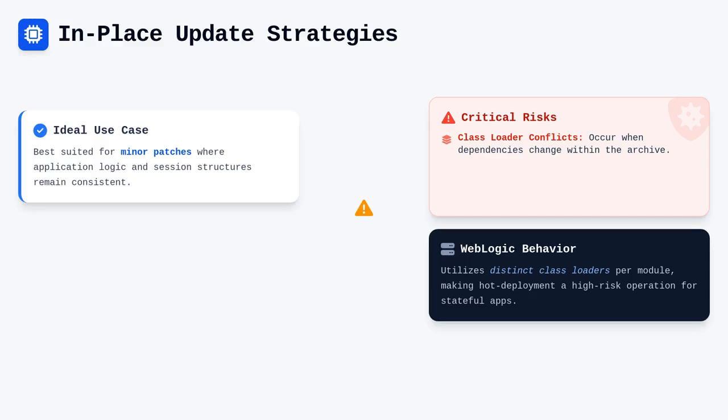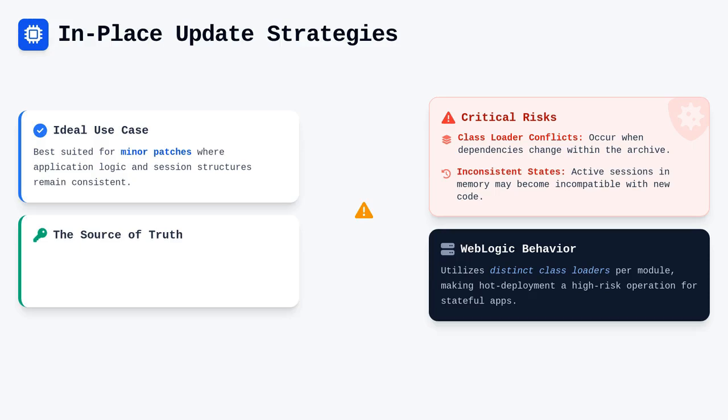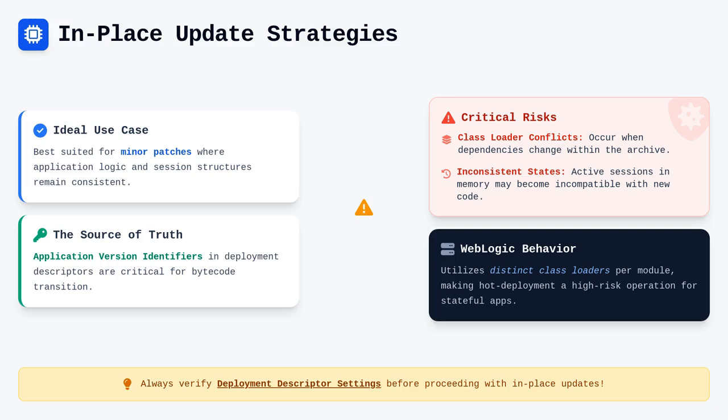WebLogic uses distinct class loaders for each module and application, and attempting to hot deploy changes while sessions are active can sometimes lead to inconsistent states if the application state is persisted in memory objects that are no longer compatible with the new code. Always verify the deployment descriptor settings, specifically the application version identifier, to ensure the container knows exactly how to handle the transition between the bytecode versions, as these identifiers are the source of truth for the container during the staging and deployment process.